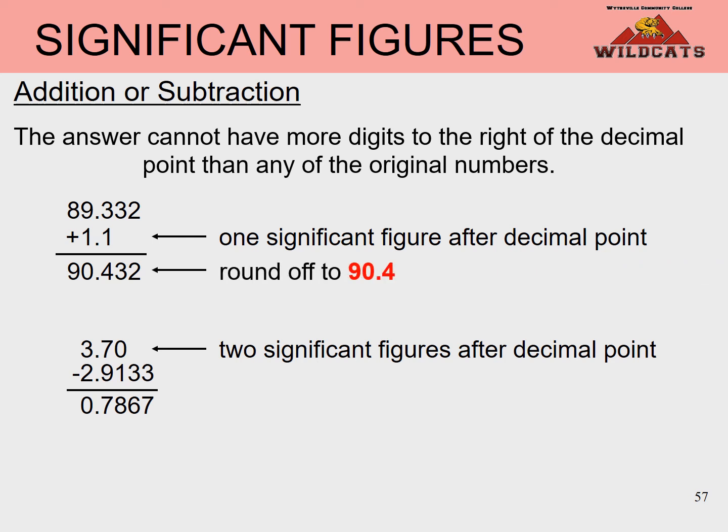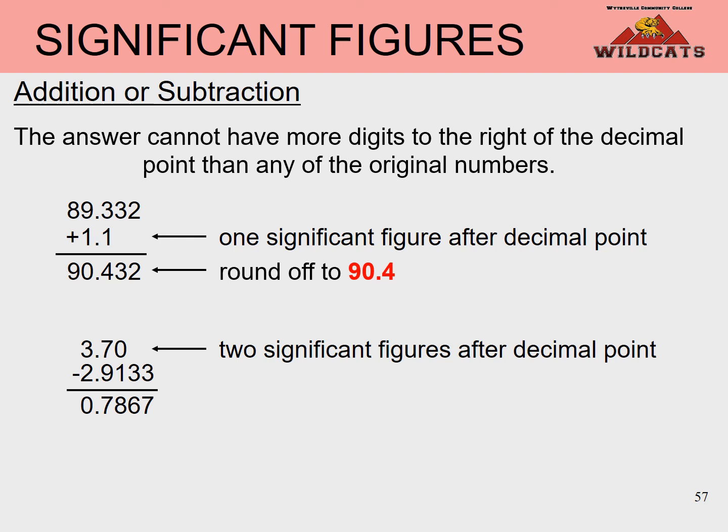So what we're going to do is round off our number. That's what significant figures is about. It's about rounding our answers when we type them into the calculator. Okay, it's no more complicated than that. And so what this tells us in our first example is we have to round off to 90.4 because we can't go past the least number of digits to the right.